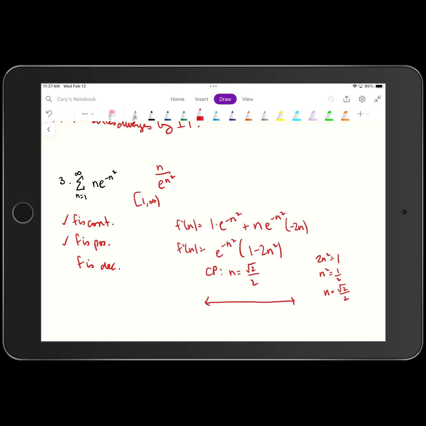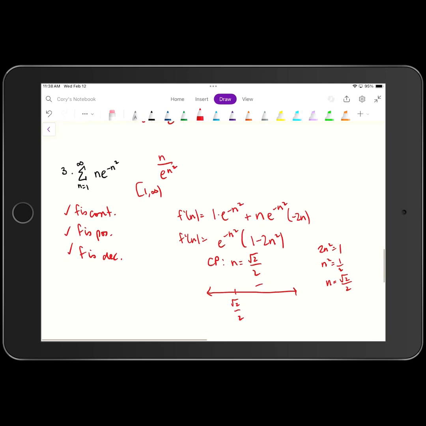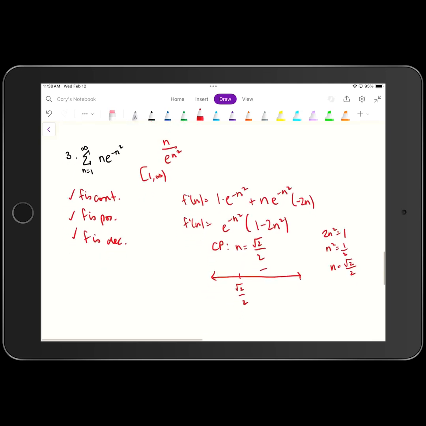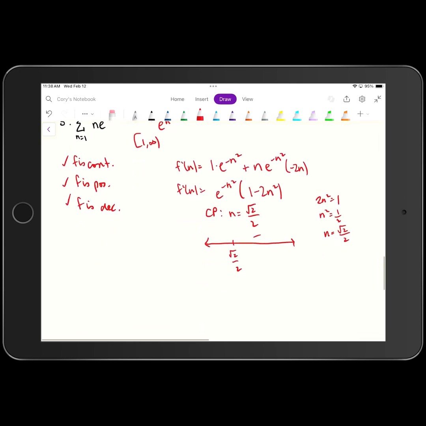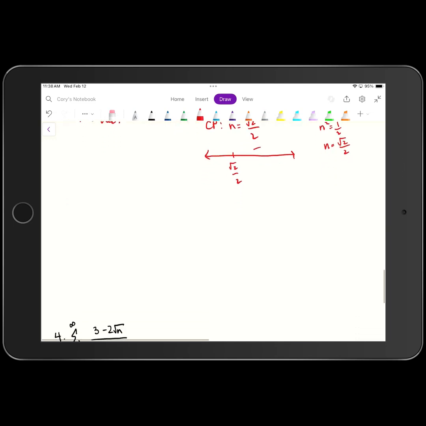And when I make a sign chart for that, if I pick a value bigger than negative rad 2 over 2, that derivative's value is going to be negative, which means that function is decreasing. Okay, so all 3 conditions are satisfied, which means this is a candidate for the integral test. So let's go through and determine convergence or divergence utilizing the integral test.